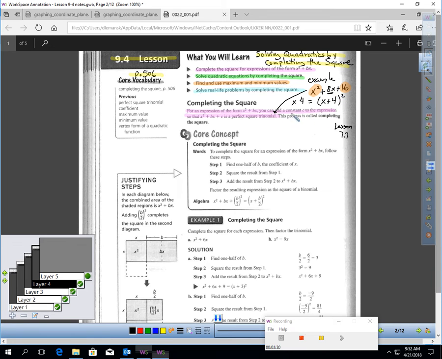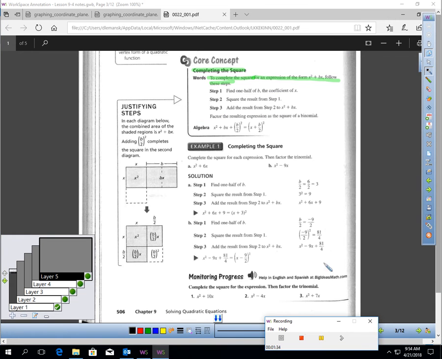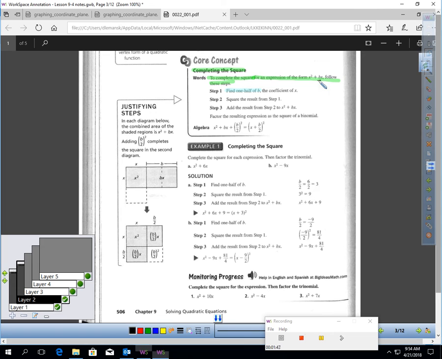We can add a constant to these to create a perfect square trinomial. That process is called completing the square. So to complete the square, you need to follow these 3 steps, and I would definitely write these in your notes. Here's the first step. Take the b value, which I'll underline, whatever this number is, and find half of it. So in other words, divide b by 2.